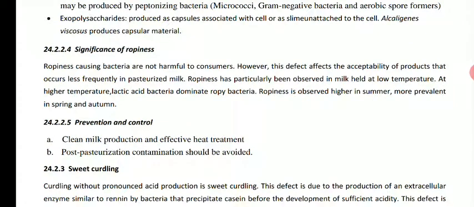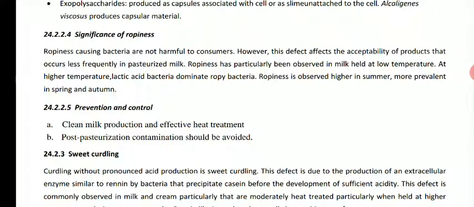So, the significance of ropiness. Ropiness-causing bacteria are not harmful to consumers. Okay, so it's good that this property is not harmful for consumers. However, this defect affects acceptability of a product, and it occurs less frequently in pasteurized milk. But ropy milk is rejected as a part of quality control. Ropiness has particularly been observed in milk held at low temperature. At higher temperature, lactic acid bacteria dominate ropy bacteria. So ropiness is observed higher in summer, and more prevalent in spring and autumn.